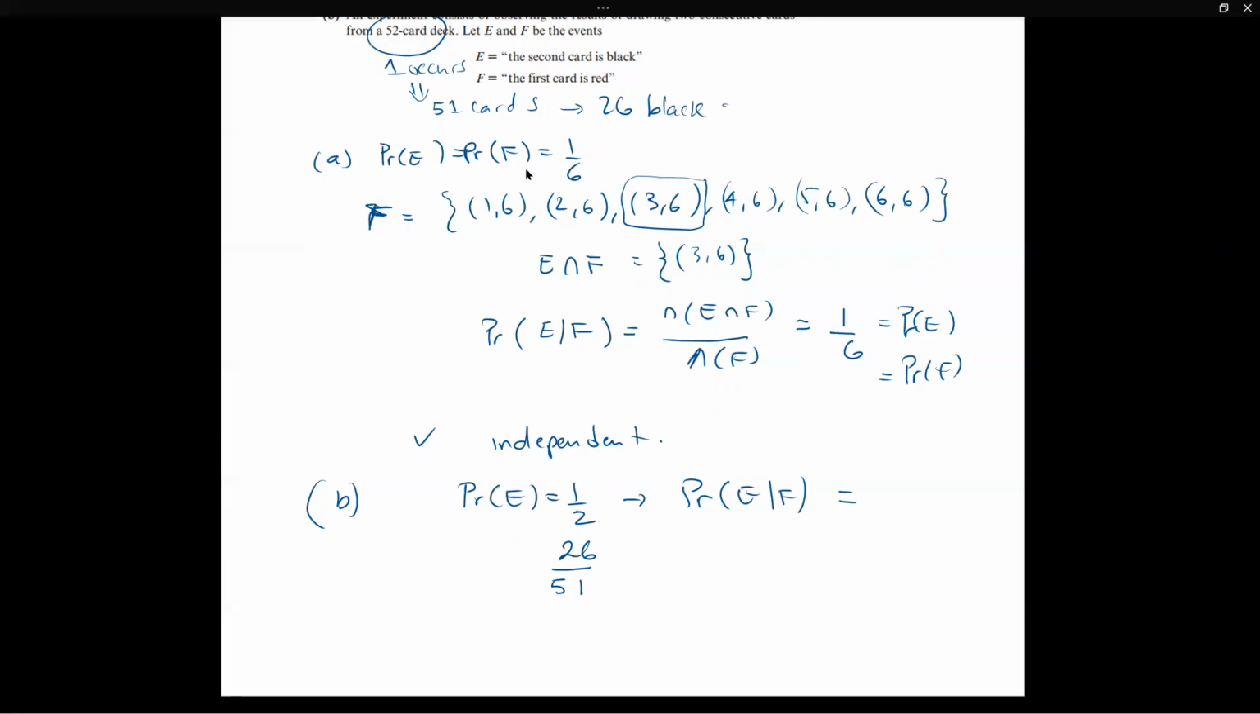So as you see, these are not the same, right? This is not the same as the probability of E, which is 1/2. It's not the same. So they are not independent.